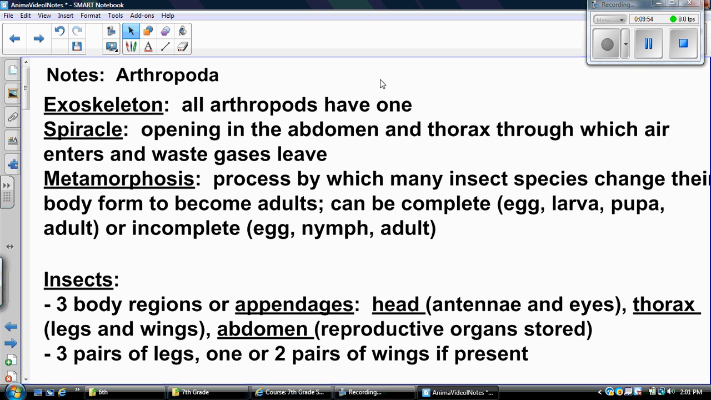They go through a process of metamorphosis, where the insect species change their body form to become adults. Can be complete or incomplete. Complete is when they go from an egg, larva, pupa to adult. Incomplete is egg, nymph, adult, so they skip the pupa stage.